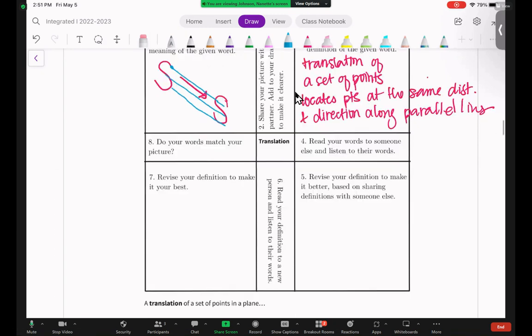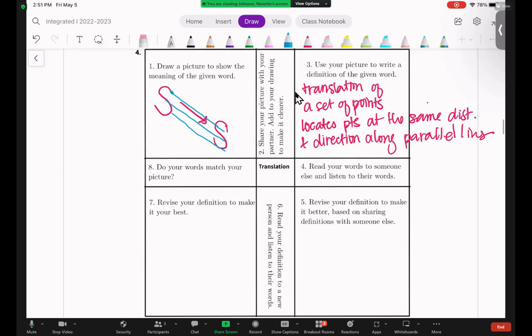Do your words match your picture? Read your words to someone else and listen to their words. Revise your definition to make it better, and revise your definition to make it even better. So here what we're doing is we're just trying to make a really good definition of each of these words that you would understand, and so would your classmates.